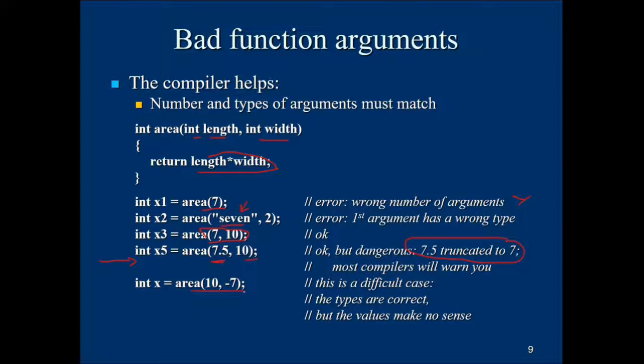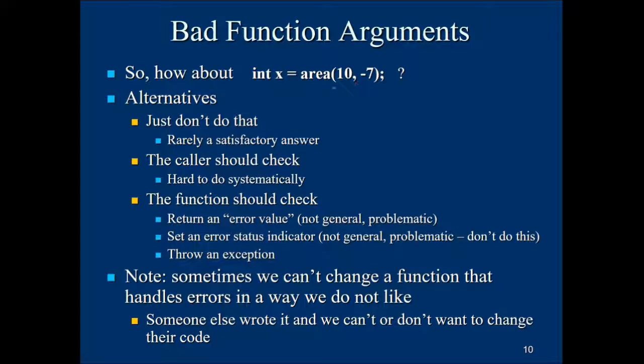And this is a catastrophe. You are passing 10 and minus 7. You will get a result which makes no sense. So what about this input, because this is catastrophic?